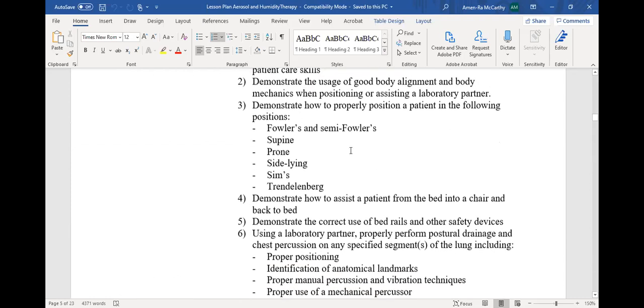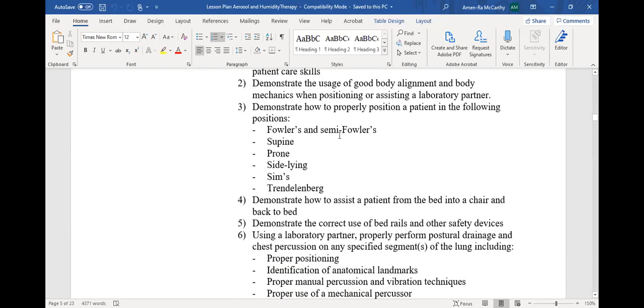Body alignment. Demonstrate how to properly position, and we're talking about some of those positions you'll need to know: Fowlers and semi-Fowlers, supine, prone, laying on the side, Sims and Trendelenburg. Now your Fowlers is when you're sitting straight up. When somebody is sitting straight up, that's Fowlers. When you recline back a little bit, that's semi-Fowlers. Supine is when you're laying on your back.